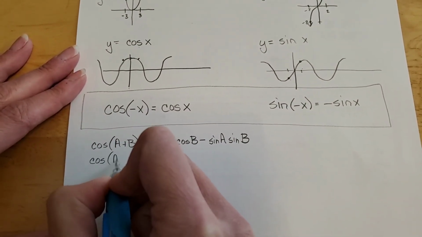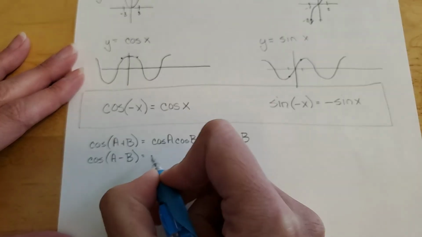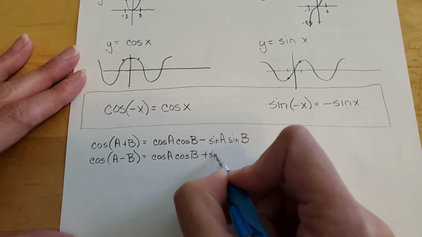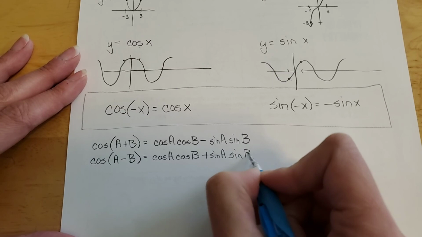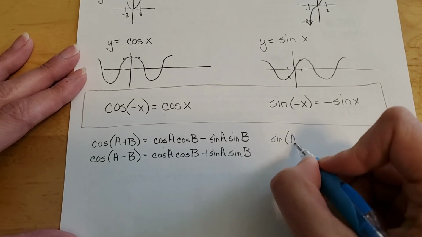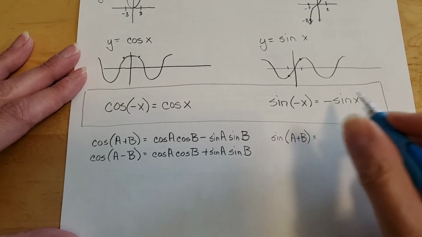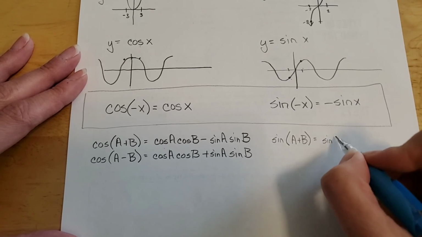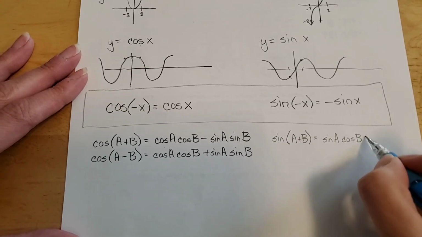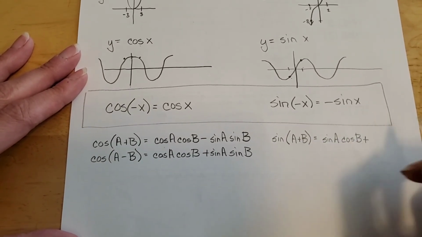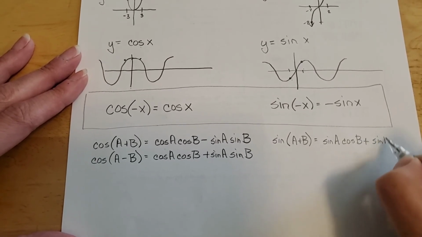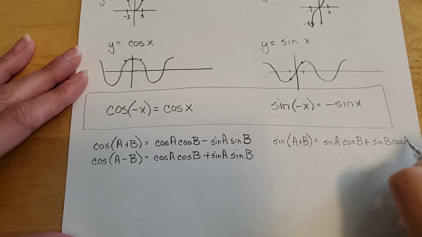Also, the cosine of A minus B is equal to the cosine of A, cosine of B, plus sine of A, sine of B. And the same thing, we're also going to need our sum and difference identities for sine. Remember, that is the sine of the first angle, cosine of the second angle, and then plus, the sign's the same, plus sine of the second angle, cosine of the first angle.